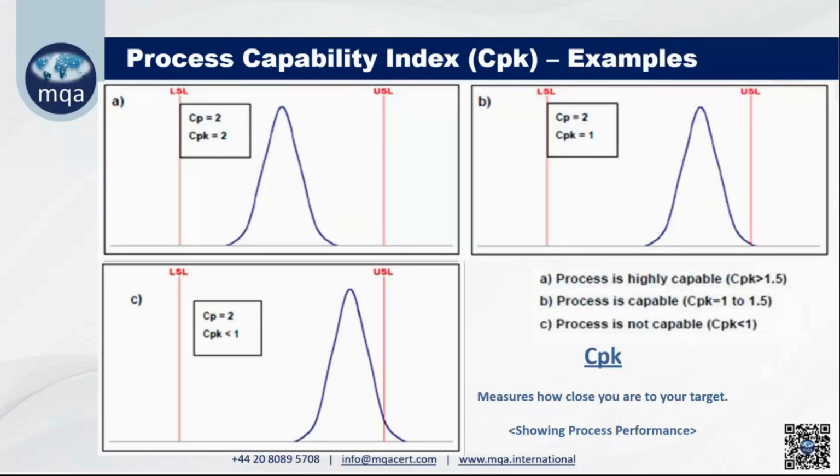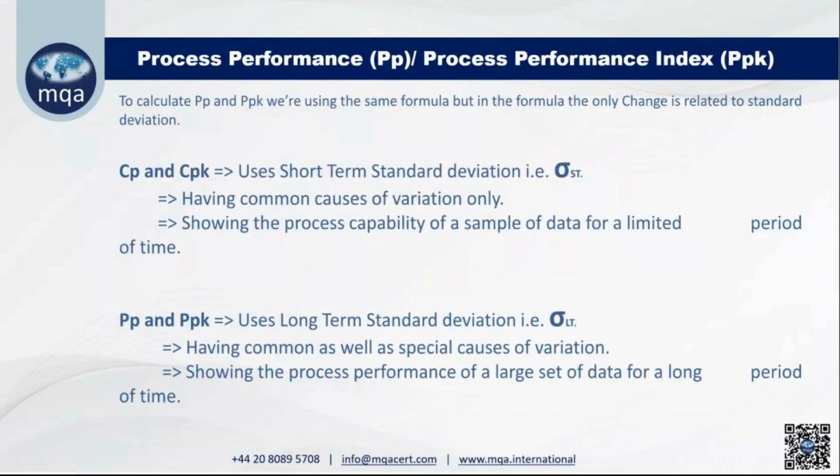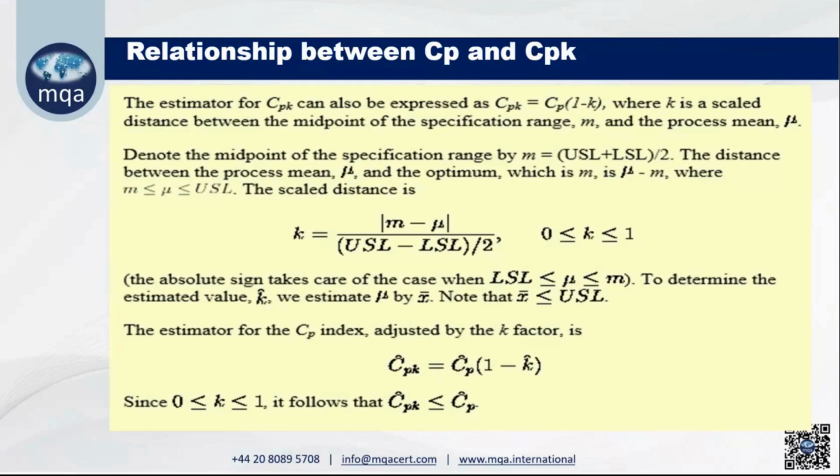Then I asked this question before. Let me ask again. What is the difference between CP and CPK? CP is the process capability. What is the formula here? One is process capability, one is process capability index. Now CP is basically the width, our tail width.